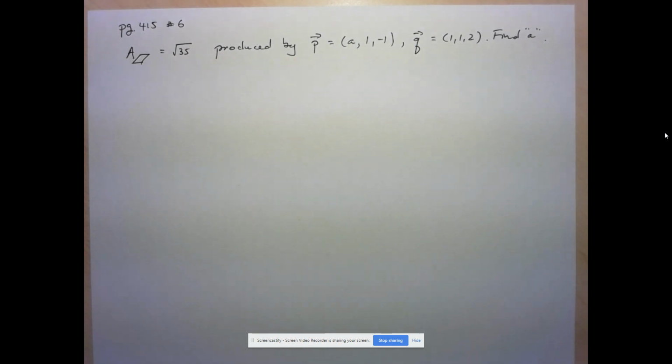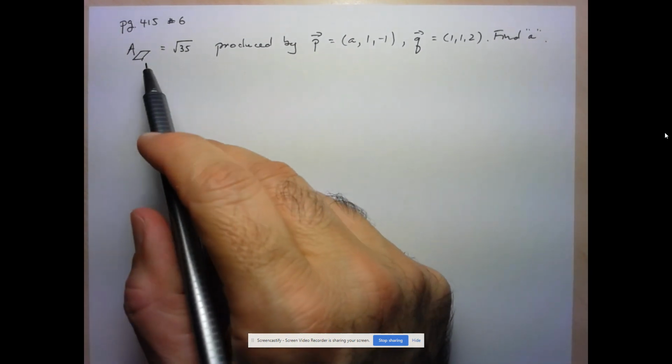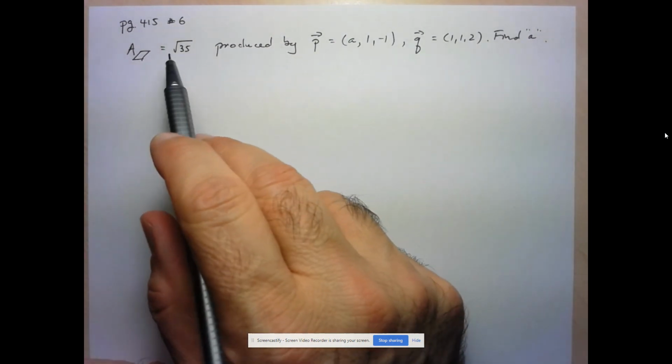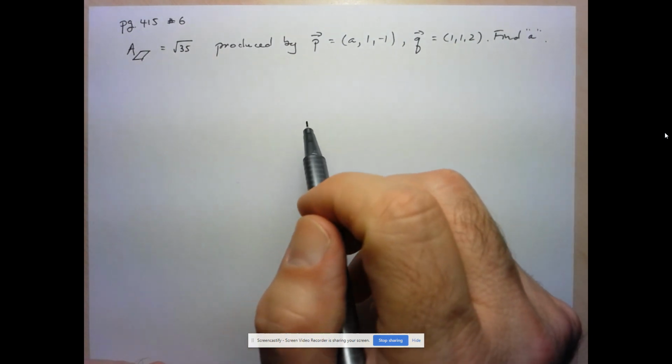Hi folks, this is number 6 from page 415. Here they give us that the area of the parallelogram produced by these two vectors has to be equal to root 35, and they want us to find this missing component A.